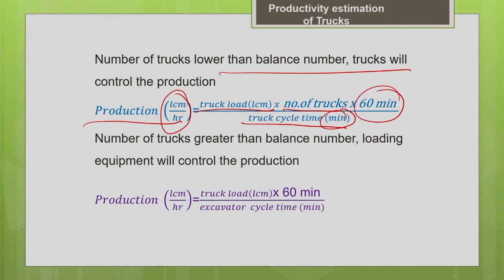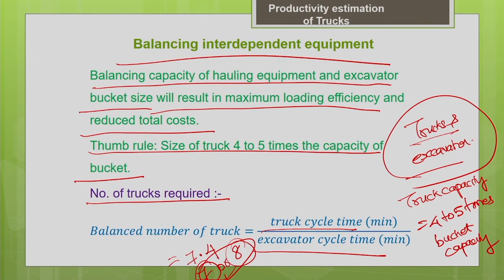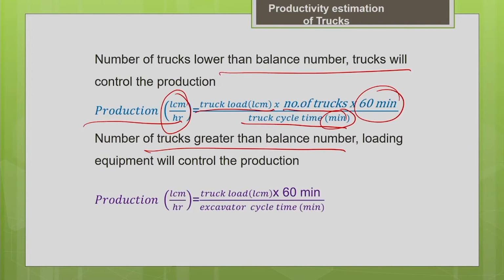Now the case when I round it to the number greater than the balanced number. Instead of rounding it to 7, I am rounding it to 8. My balanced number is 7.4, and I am rounding it to the higher end, 8. In this case, the number of trucks is greater than the balanced number, so the trucks will have idle time. Trucks will be waiting for the loader. The loader will be critical here.